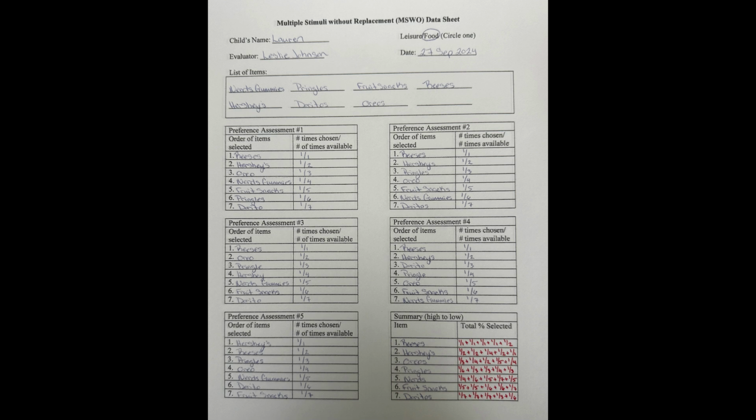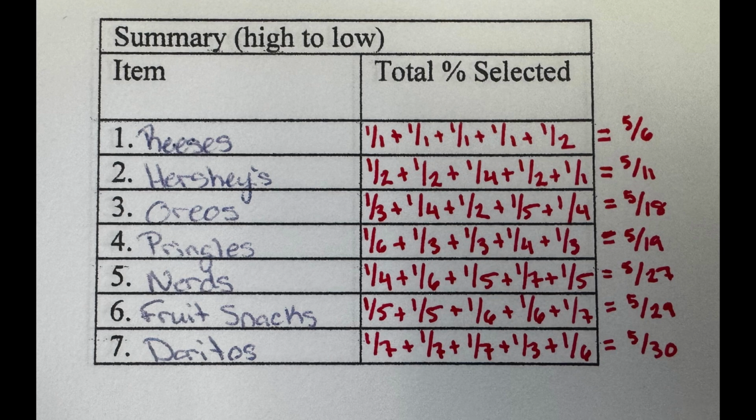In the bottom right-hand corner of the datasheet, you will find the summary section. This is where you will find the sum of all ratios per item in the assessment. Here are the sums for the assessments in this video. Reese's sum was 5/6. Hershey's was 5/11. Oreo's 5/18. You will take these numbers and turn them into a percentage.